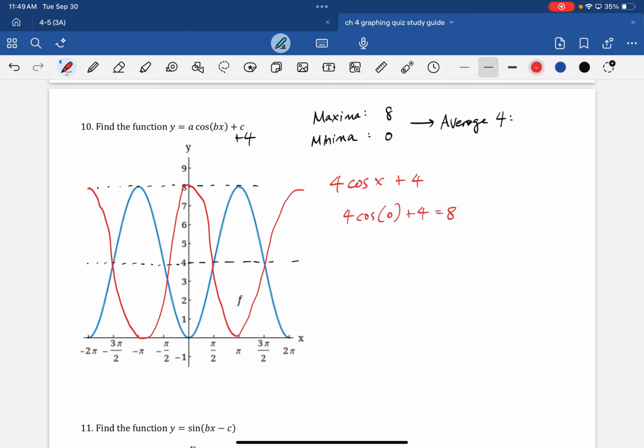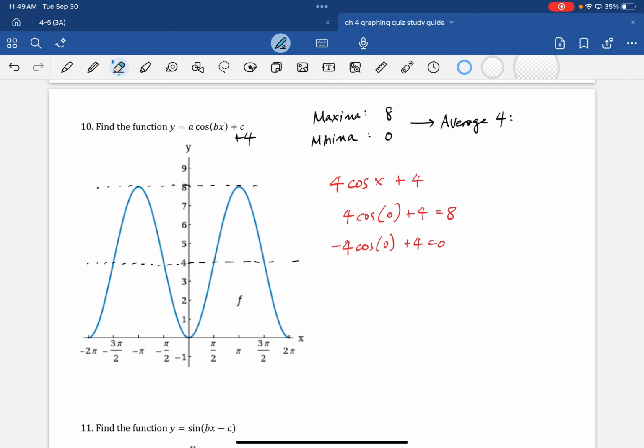But clearly, this graph is inverted, right? It's flipped across the, it has a vertical reflection. And so that tells us there must be a negative sign in front of cosine, right? So we can check, right? Negative 4 times cosine of 0 plus 4 is actually equal to 0, which is a better fit with the actual graph that we see here. So our final answer would be negative 4 cosine x plus 4. Okay. Questions? Okay.